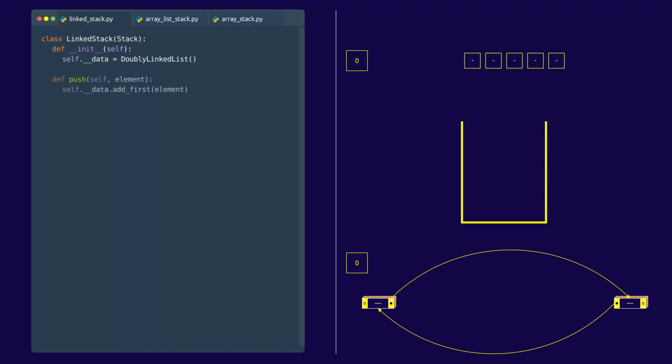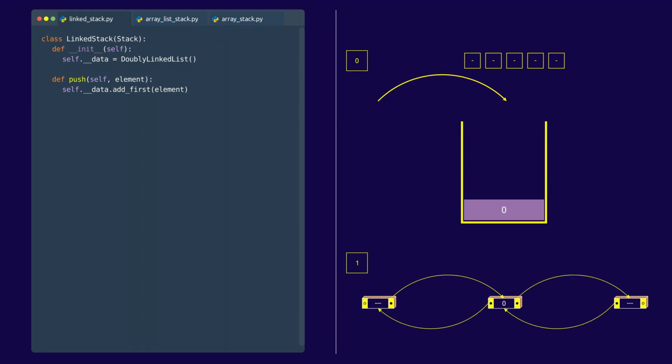In order to add data to the linked stack, we call the addFirst method on the data property. In the array list stack, we call the add method and give it 0 as the index argument and pass further the element to be stored. For the array stack, we call the insert method on the list with arguments 0 and element as the index and value to store. Let's add one more element to the stack and update the inner data representations.